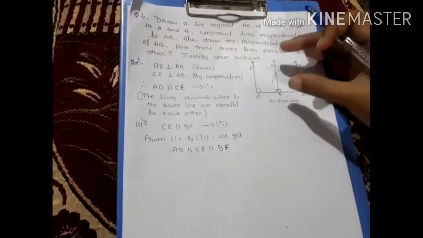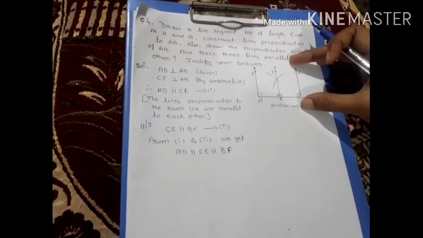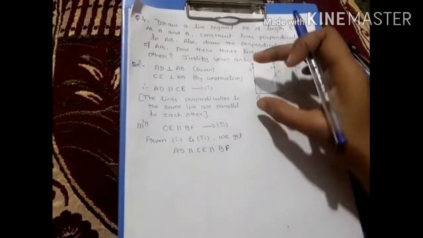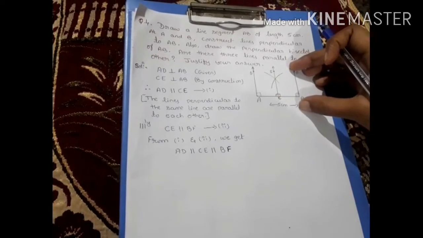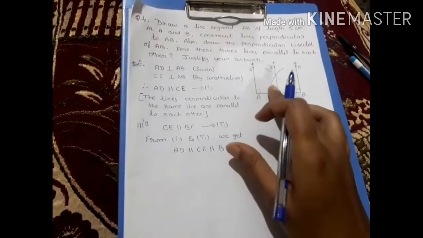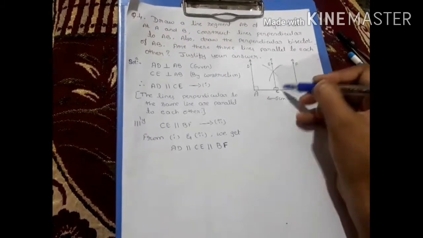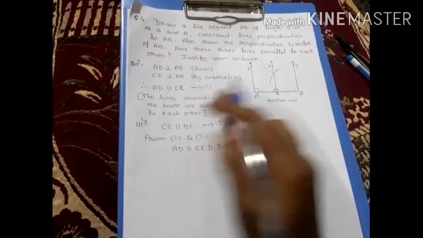Similarly, CE is also parallel to BF. From 1 and 2, AD is parallel to CE, CE is parallel to BF. We proved that these three lines are parallel to each other. CE is parallel to BF. How did we prove it? Similarly, what we did in the first.